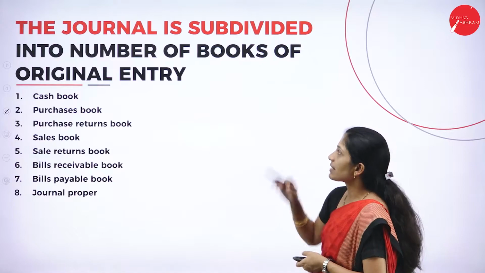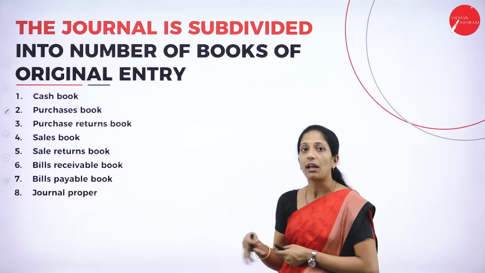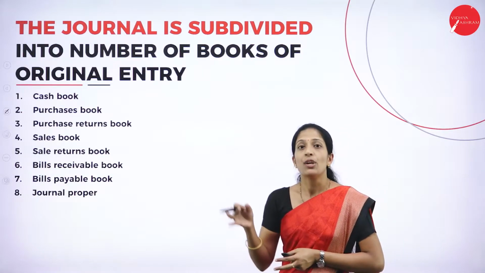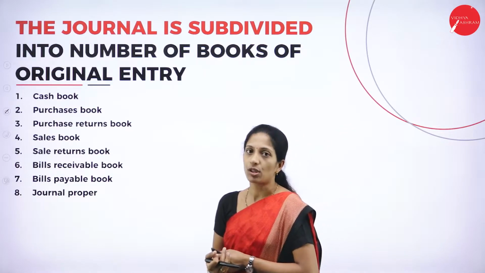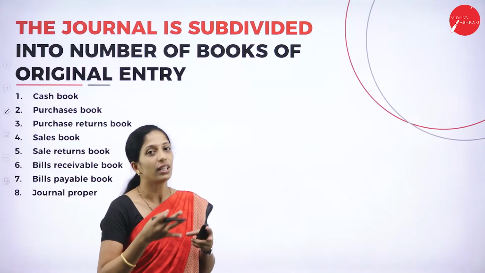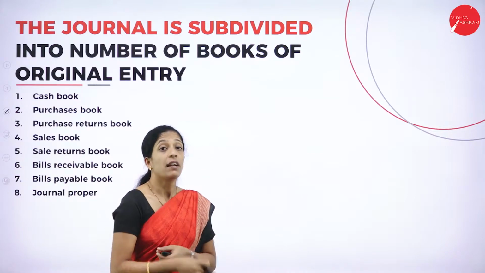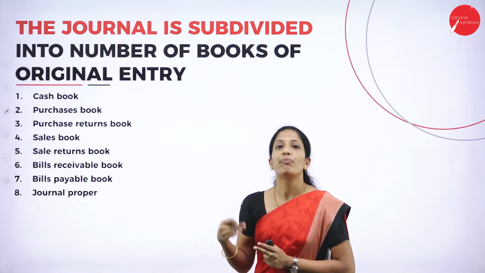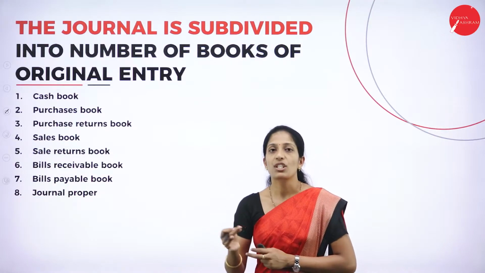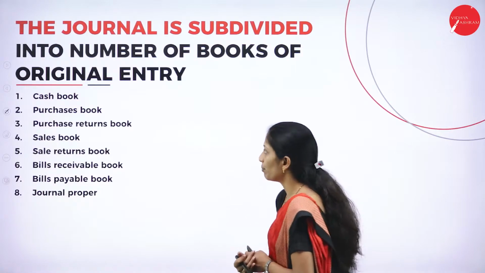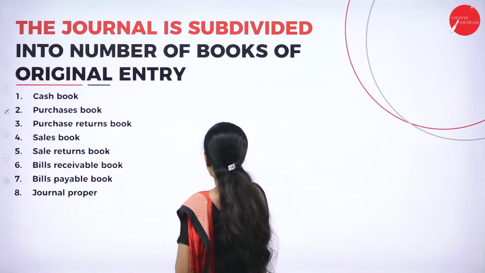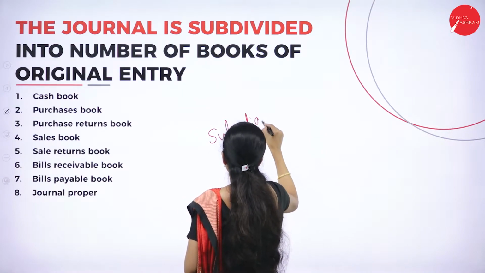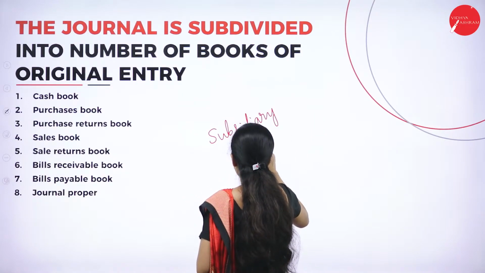Now, the journal is subdivided into a number of other types of books. That is book of original entry, which we call as subsidiary books. So, in your third unit, you are going to learn about all these subsidiary books. Time being, you remember, journal is subdivided into a number of books of original entry, which are called as what? Subsidiary books.